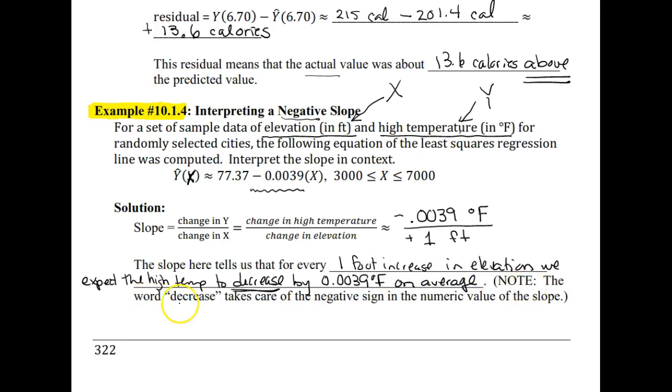Note, the word decrease takes care of the negative sign in the numeric value of the slope. So we're not going to say it decreases by negative 0.0039. It decreases by 0.0039 degrees Fahrenheit on average.